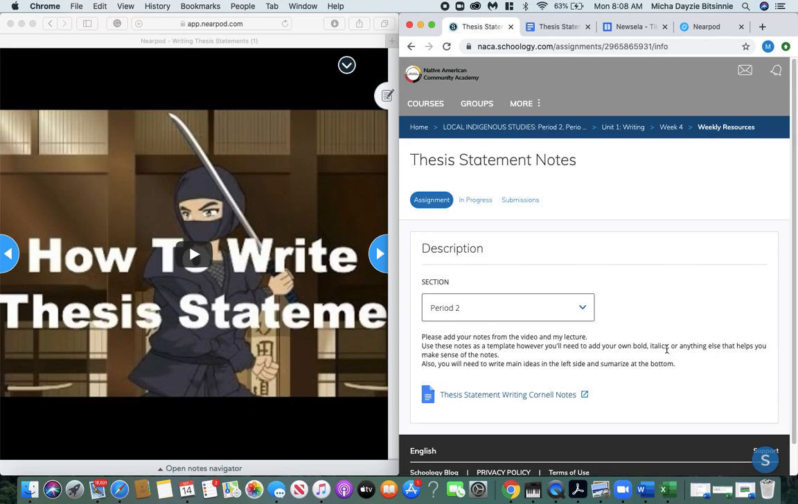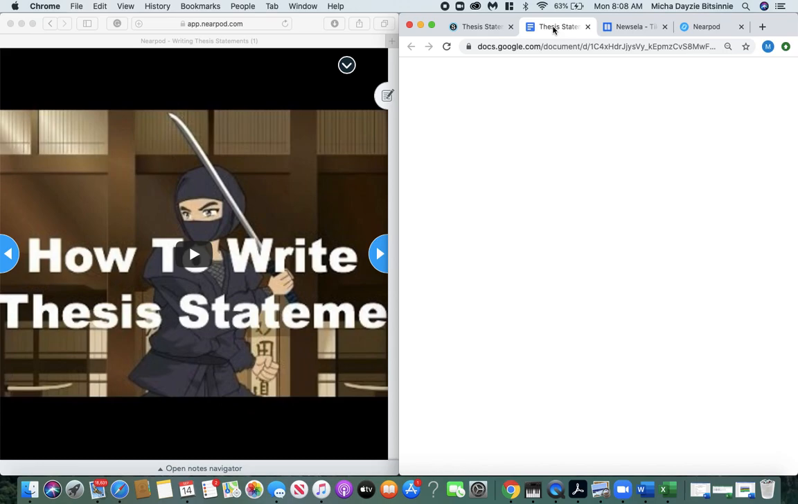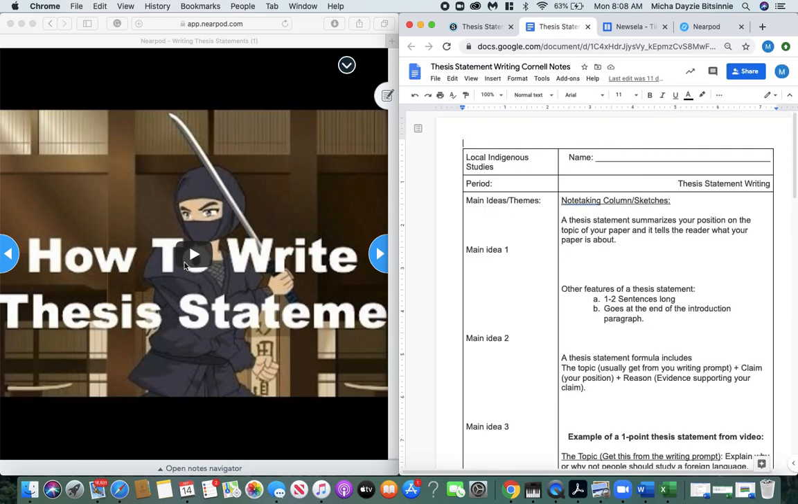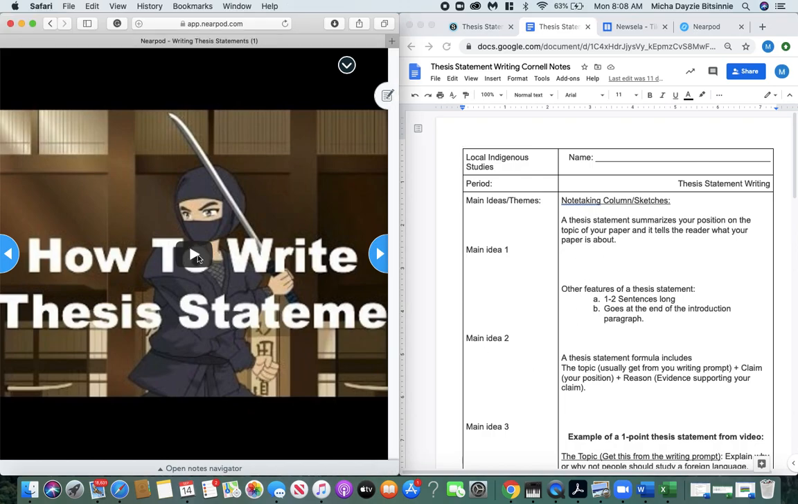Bold, italics, basically you are adding your own personality to your notes and how you would like to organize them. And also, don't forget you'll need to write main ideas on the left side and summarize at the bottom. Here is what the notes look like. I'm only going to play a few seconds of the video, but you'll see how the notes are written and you can follow along.